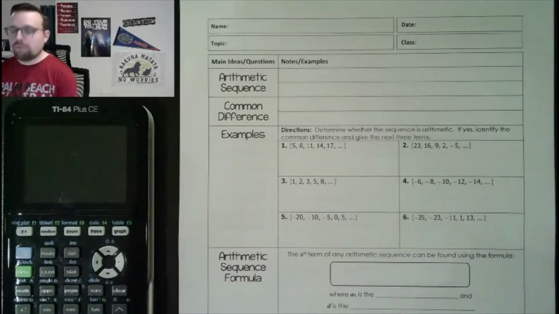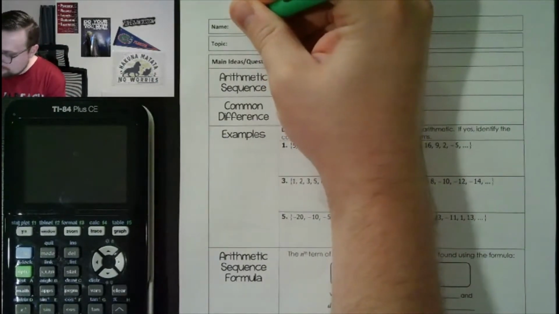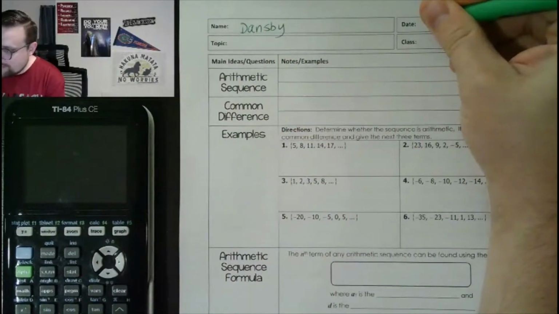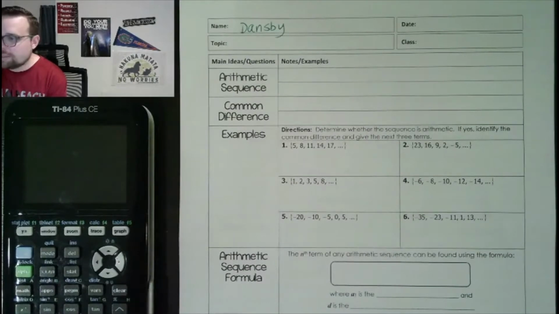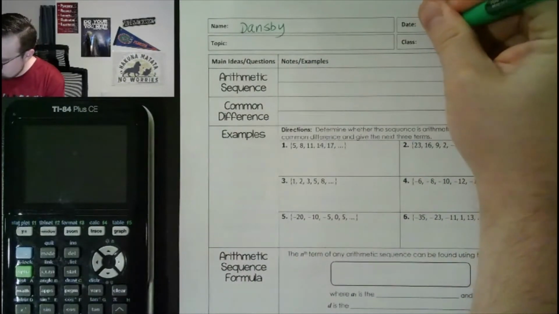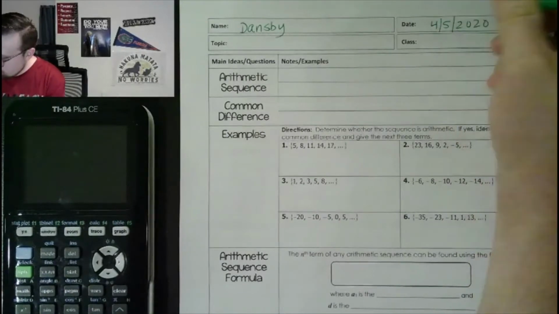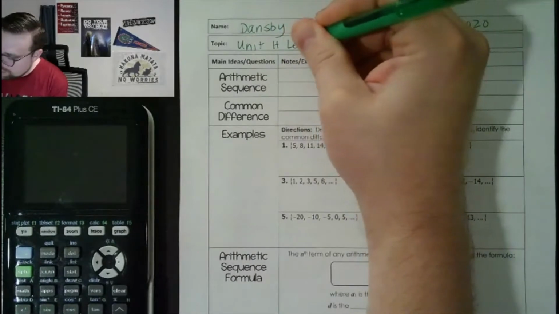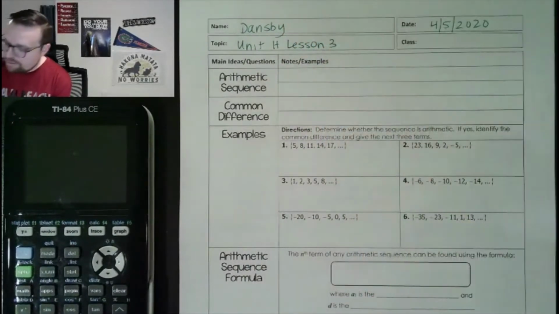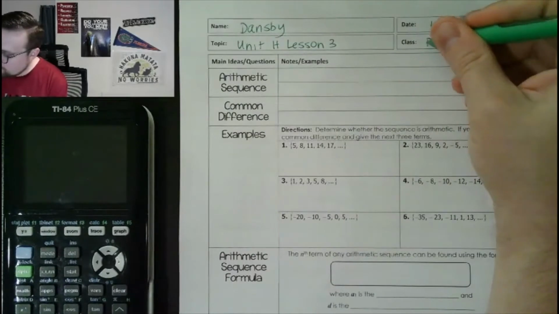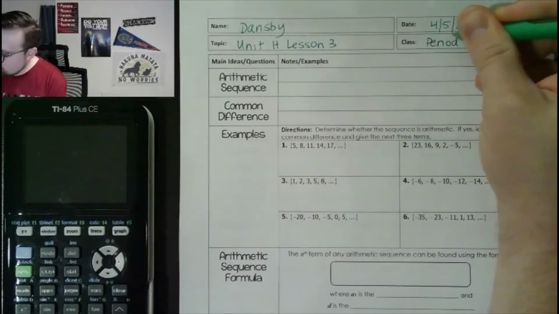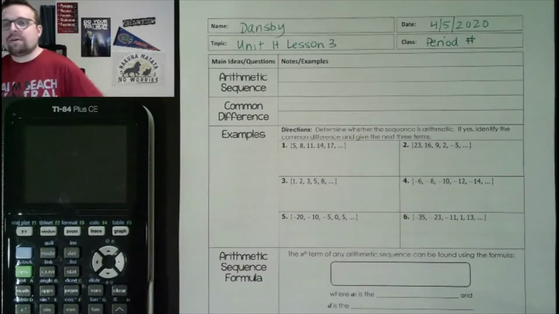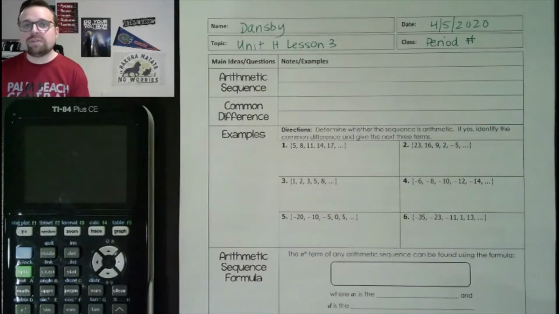As always, it's super important that you're putting your name at the top of your notes and the date. This is actually Sunday today, so I'm doing this on today's the 5th. And you want to go ahead and put the Unit H, Lesson 2, Lesson 3 right here into the topic section, and then the class will be your period number. It's really going to help me to distinguish the notes when I'm grading these if you guys go ahead and fill this out completely at the top, so please make sure you're doing it, okay?